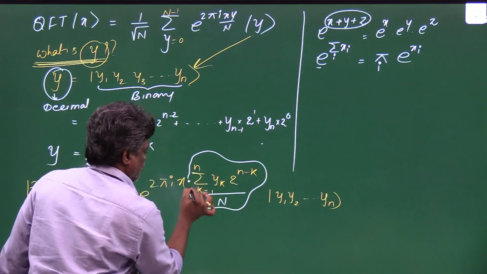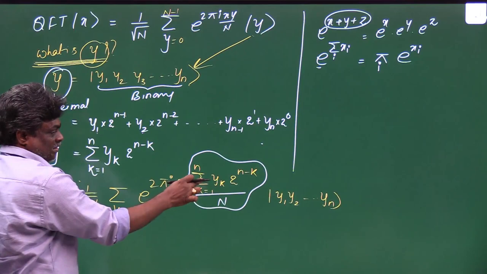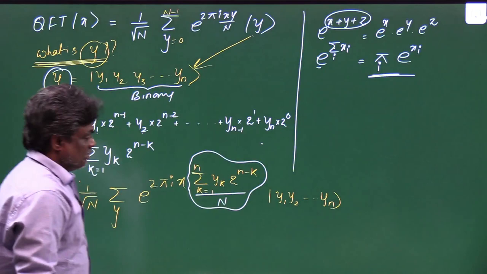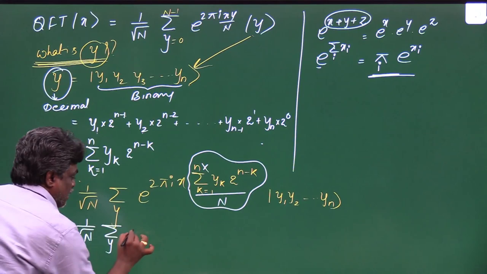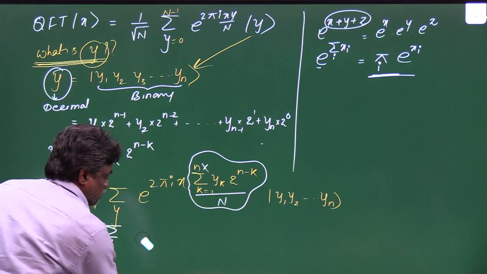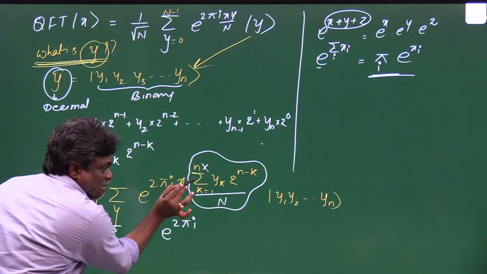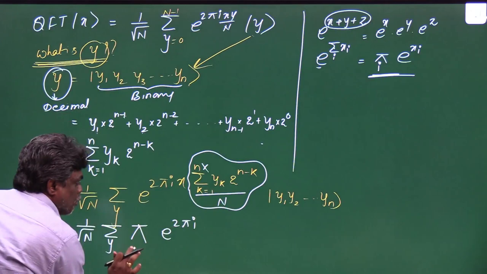Exponential summation will become what? Product. So now this summation will be gone, and now we are writing 1 over root n, the summation over y of e raised to 2 pi i. Now I am not writing this summation. Instead of exponential summation, it will become a product of exponentials.